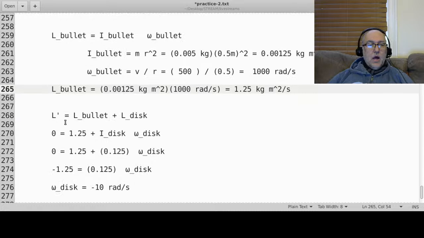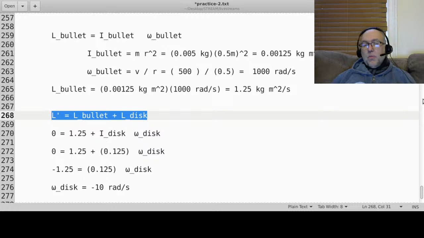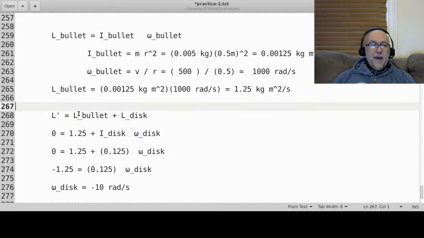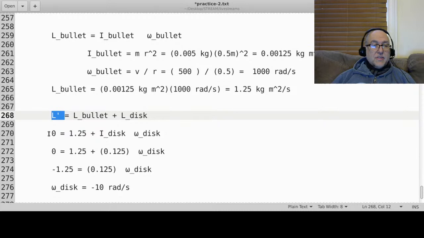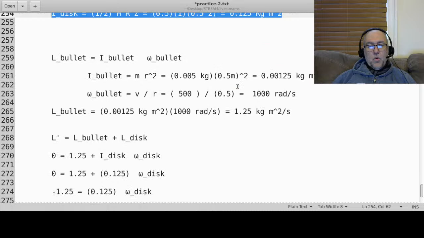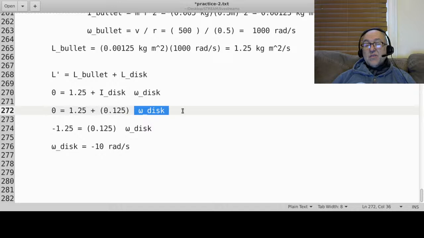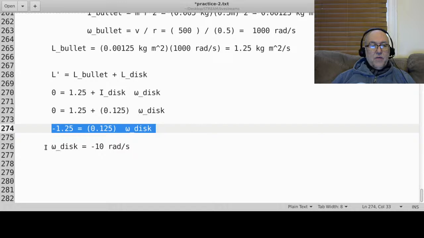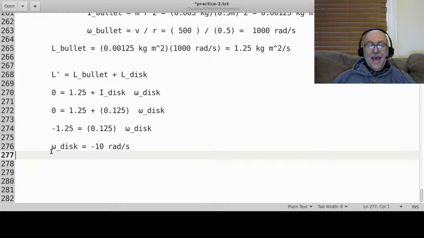And so why did we do this? If we go back to this one, this was the total angular momentum of the bullet plus disc after the explosion. Do we have the angular momentum of the bullet after the explosion? Yes, 1.25. Do we have the total angular momentum after? Yes, it's zero, because it was zero before, so it's got to be zero after. It's conserved. What about the angular momentum of the disc? We have the moment of inertia of the disk, which was 0.125, and the angular velocity of the disk is what we're solving for. It's just a matter of solving, and you wind up getting that the angular velocity of the disk after the explosion is negative 10 radians per second.